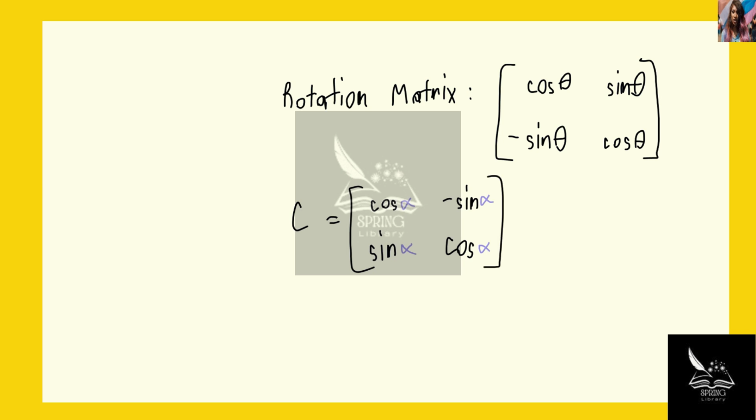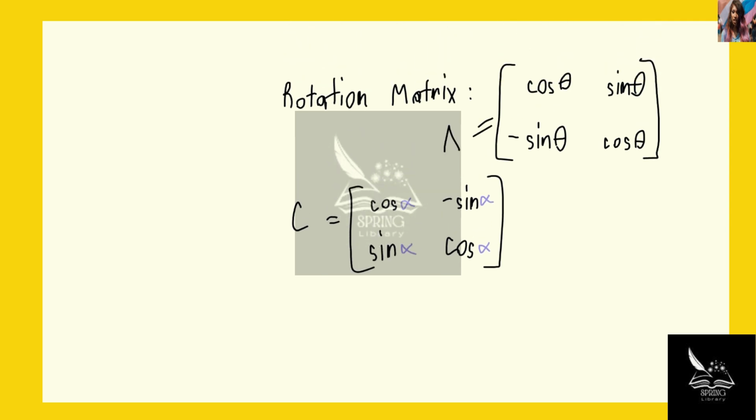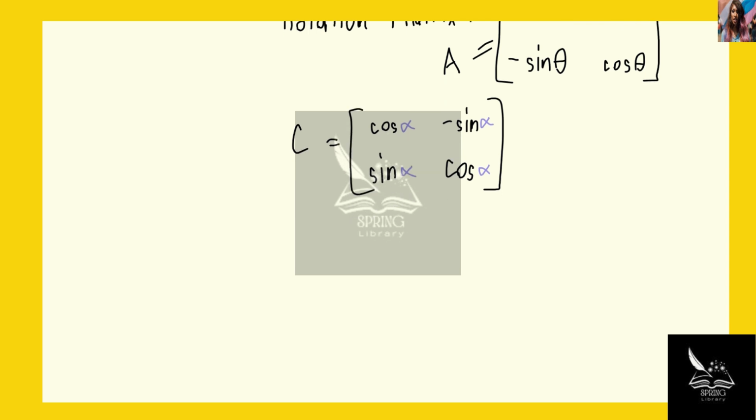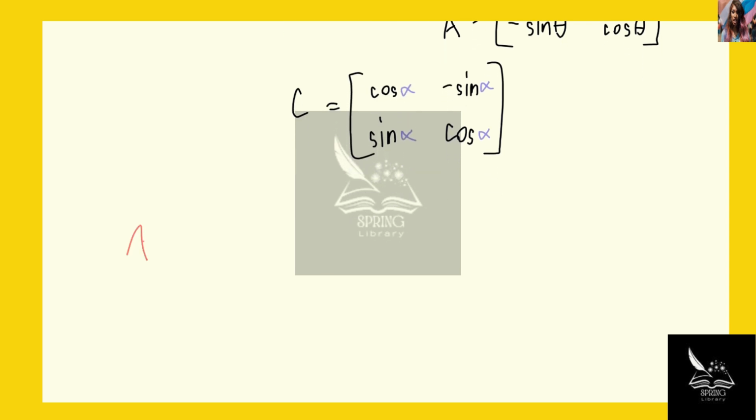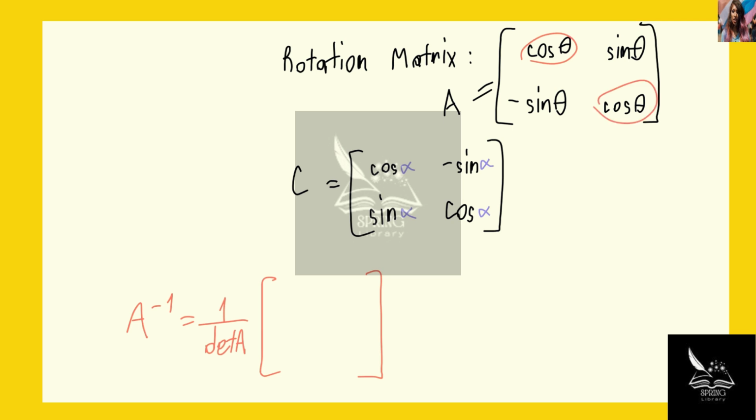So, since this is a 2x2 matrix, we know that there is a formula for its inverse. So for convenience, I'll just call that matrix A. And so A inverse will be 1 over the determinant of A multiplied by the matrix that you get by swapping the entries on the diagonal of A and taking the negative of the other terms, the non-diagonal terms.